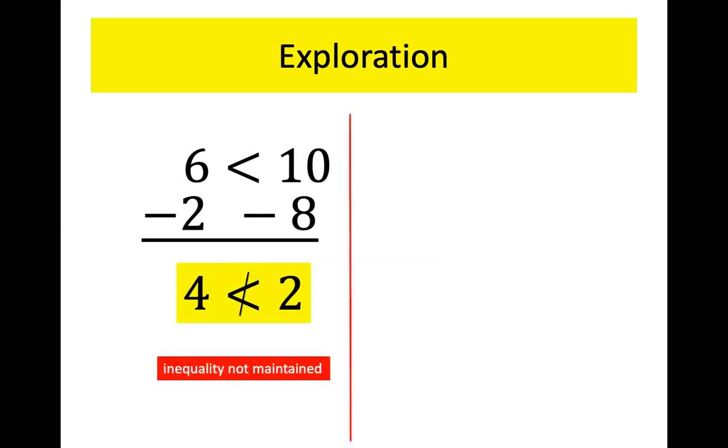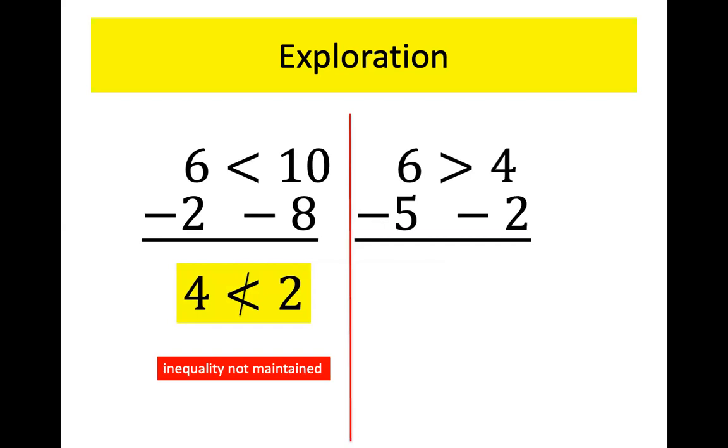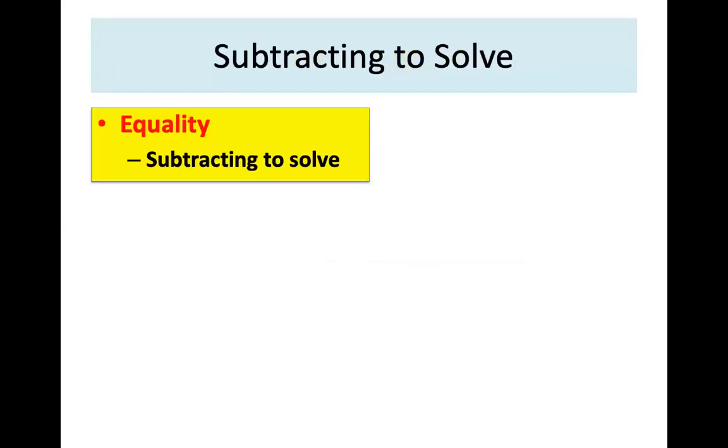That also works the other way around, for greater than as well. If you subtract a different thing, 6 minus 5 is 1, 4 minus 2, once again, 1 is not bigger than 2, okay? However, if you subtract the same thing from both sides, you're good to go. All right, and that's what we're going to do today. We're going to be solving one-step inequalities.